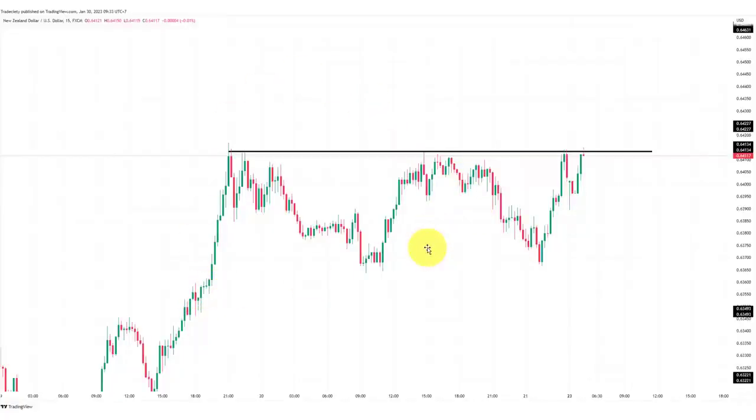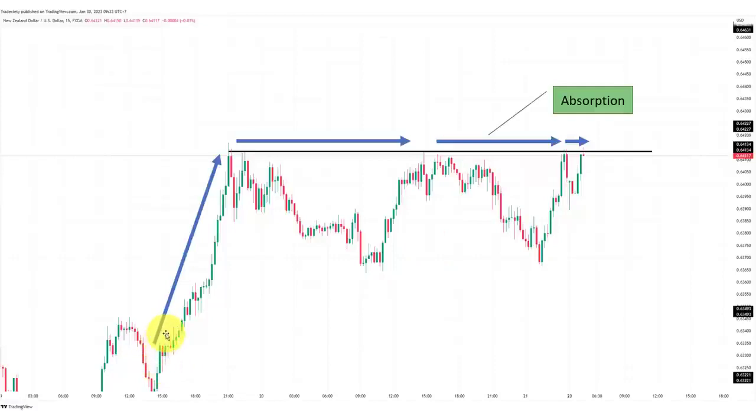So let's decipher it. First, the cup and handle is found in an uptrend, and it's therefore a continuation pattern. The key to the cup and handle is how the market trades into this resistance, because each time the market pushes away from this resistance, it's coming back into the same level sooner and sooner. You can see that the distance between each high is getting shorter and shorter. This is what we call absorption.